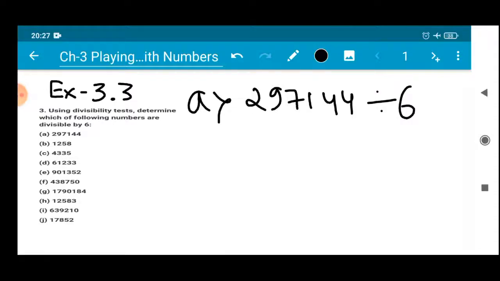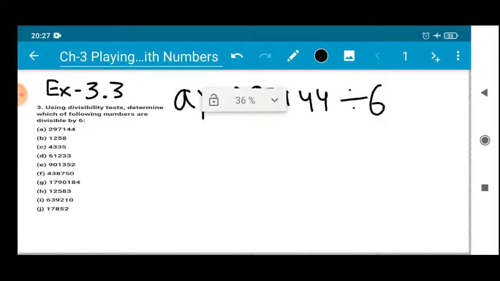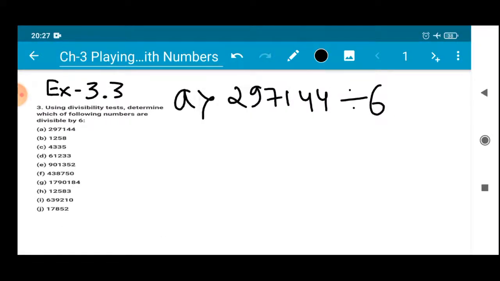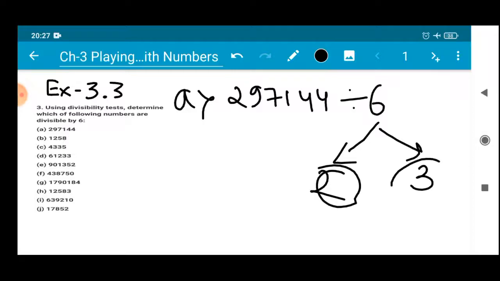So you all know that in the first class for this exercise, the introduction part of the divisibility rule, I said that whenever we want to check whether a given number is divisible by 6 or not, we have to check whether it is divisible by 2 as well as divisible by 3. If it is divisible by both 2 and 3, then only we can say that the number will be divisible by 6. Okay, so let's start. Let's check first of all by 2.